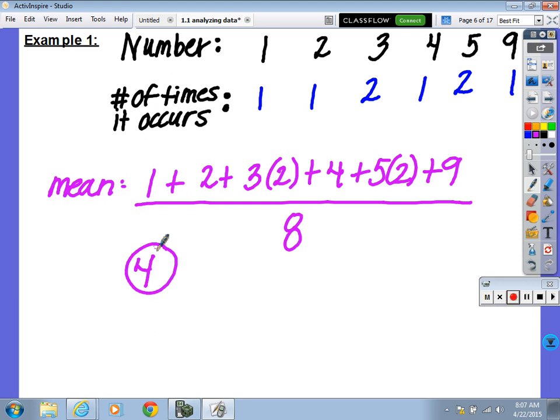Now median would be the middle number. So the middle for this, most of us are at the point where our brains can think about this without actually rewriting it. If you need to though, no shame in that. Just rewrite them out: 1, 2, 3, 3, 4, 5, 5, 9. And then go through and find the middle.